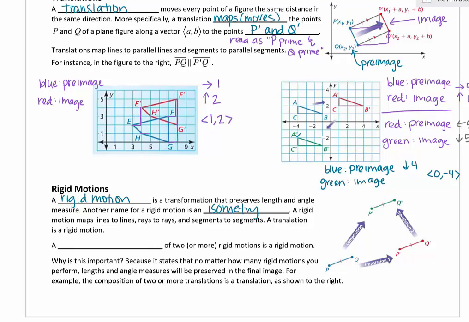And then to circle back over here to what we talked about, going from blue to red to green is the same thing as just going from blue to green. We have a composition, and you can have a composition of multiple things, but a composition of 2 or more rigid motions is a rigid motion. What's important about this is that no matter how many rigid motions you perform, the lengths and angle measures will always be preserved in your final image. So over here, as we talked about before, I could go from blue to red and then red to green, or the composition would just be from blue to green. And we can also have compositions of multiple transformations that happen at one time. Perhaps you translate it and then reflect it would be another idea of a composition.